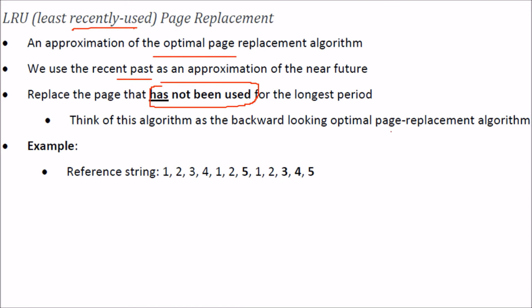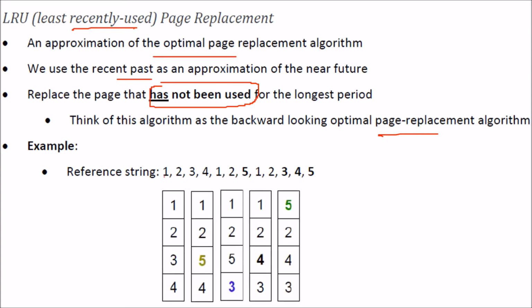Just take optimal page replacement and think backward. What we'll do here is, if this is a reference string, 1 will come here, 2 will come here, 3 will come here, and 4 will come here. There will be 4 page faults because initially the frames will be free.